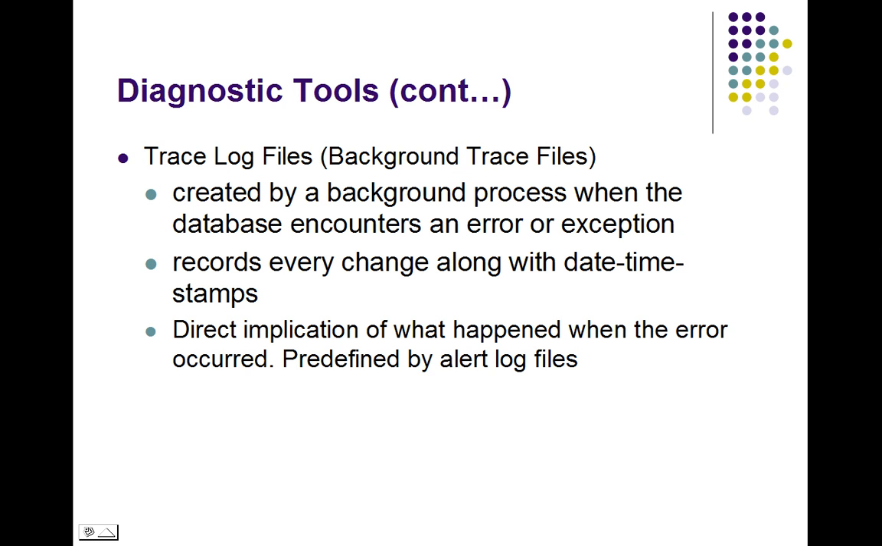Trace log files for the background trace files are created by a background process when the database encounters an error or an exception. Whenever you get errors recorded in the alert log file, once the error happens, it records itself through an automatic background process to the background trace file, and that in itself records every change along with the date timestamps. It's a direct implication of what happens when the error occurs. So it's a more specialized error processing log.